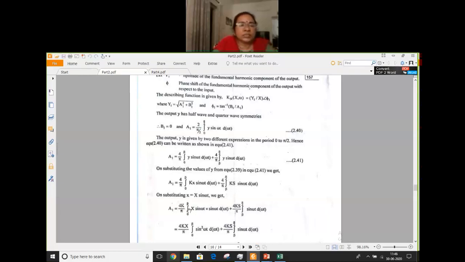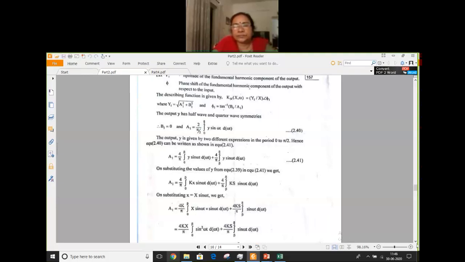On substituting x is equal to X sin omega t, we get a1 is equal to 4k by pi integral of X sin omega t into sin omega t d omega t. You take k outside. Plus ks, taking it outside, 4ks by pi integral beta to pi by 2 of sin omega t d omega t.